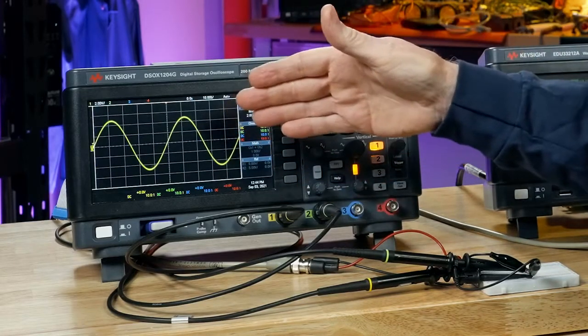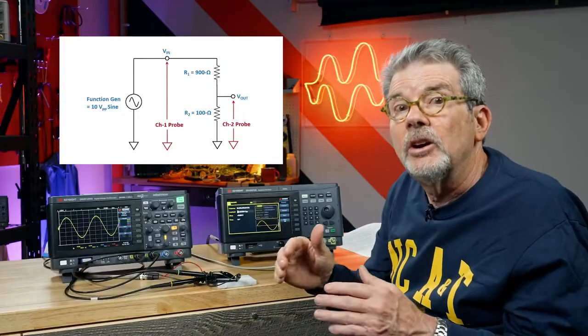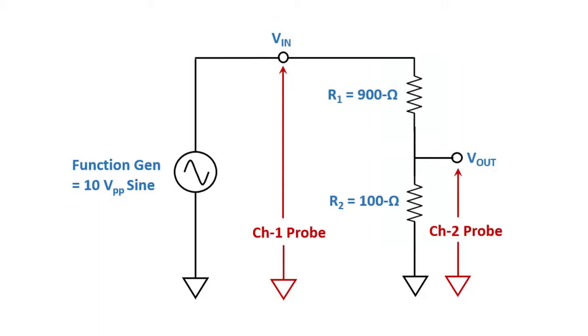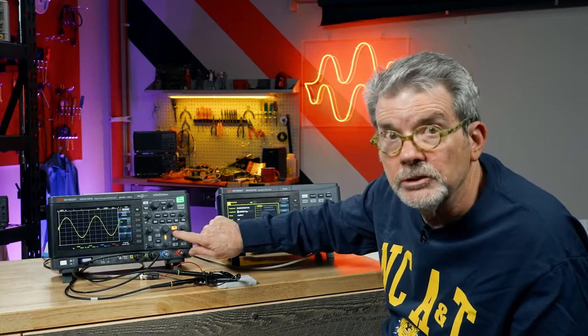Okay, so now we've got the input signal. This is channel 1 of the oscilloscope. It's probing on the V-in of our circuit. What about the output, the voltage across R2 to ground? Let's turn on channel 2, so I'm probing in the proper place.